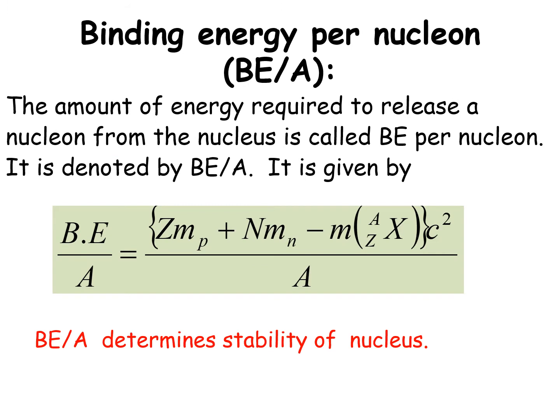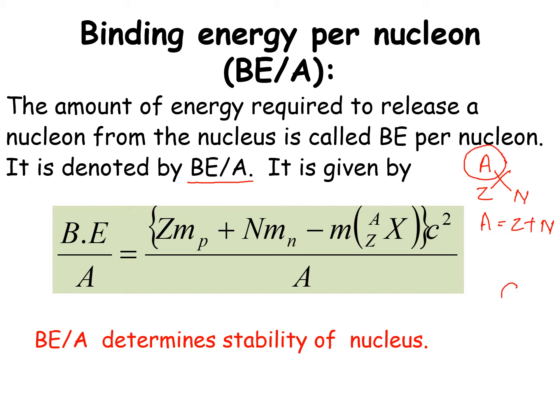Now we come to binding energy per nucleon. The amount of energy required to release a nucleon from the nucleus is called the binding energy per nucleon, and it is denoted by binding energy divided by A. So I write, suppose this is our nucleus having A nucleons, Z protons and N neutrons, where A is equal to number of protons plus number of neutrons. But here we want to calculate the binding energy divided by the total number of nucleons.